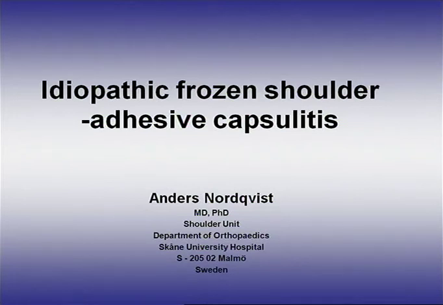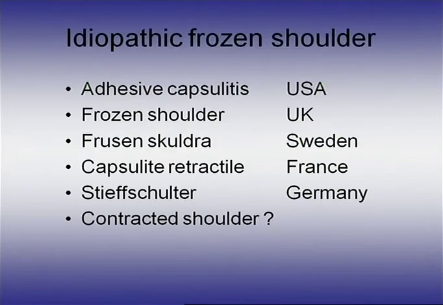Idiopathic frozen shoulder. It's a condition that we really don't know the reason for. It's had lots of names. In the United States, you say adhesive capsulitis. In the United Kingdom, frozen shoulder, and that's a term we use in Swedish as well, frusen skuldra. In France, you say capsulite rétractile, and stiff shoulder in Germany. Perhaps someone suggests that the term we should use should be contracted shoulder.